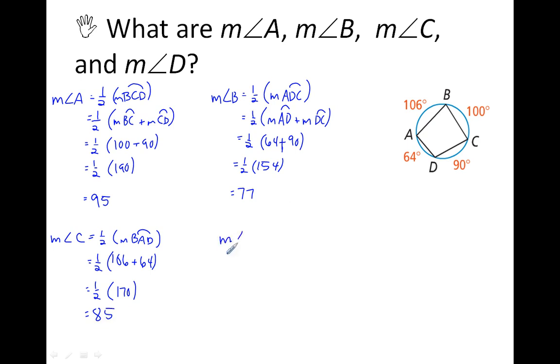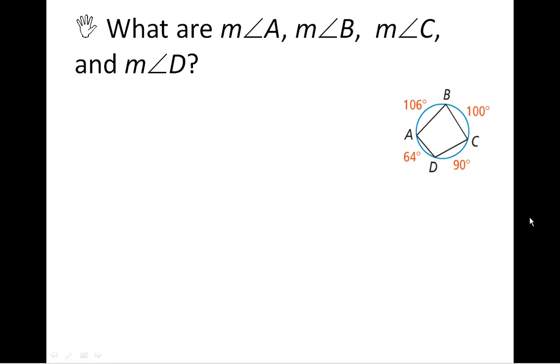And for our final angle, the measure of angle D is 1/2 of the intercepted arc, which is arc ABC. So we have 1/2 of 106 plus 100, which is 1/2 of 206. Well, half of 206 is 103. So the measure of angle A is 95. Measure of angle B is 77. Measure of angle C is 85. Measure of angle D is 103. Not difficult, just sometimes a little time consuming.